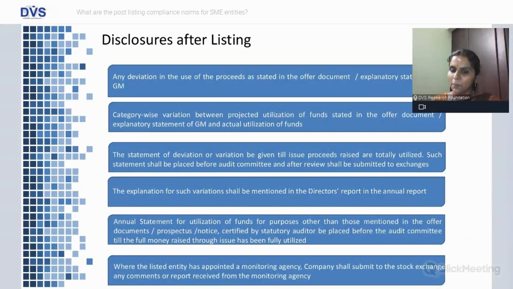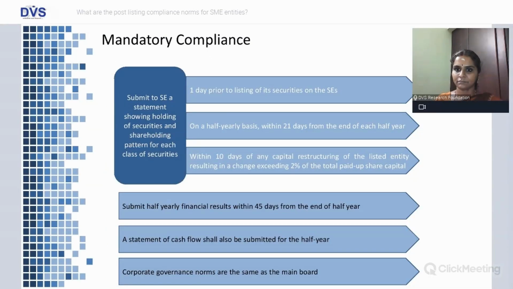And the listed entity where they have appointed a monitoring agency for the purpose of tracking this particular fund utilization, the company shall submit the same to the stock exchange along with the additional comments or report which they have received from the monitoring agency.